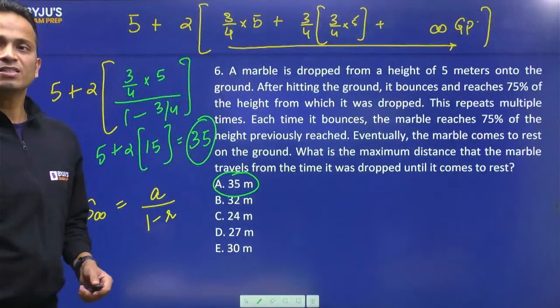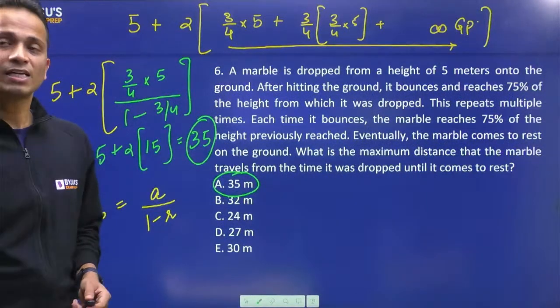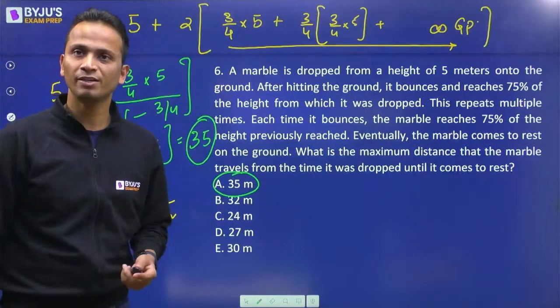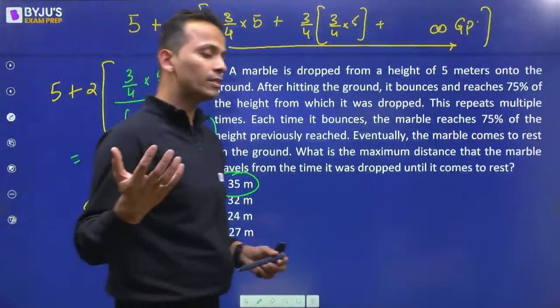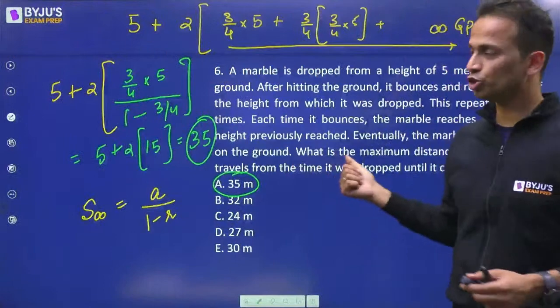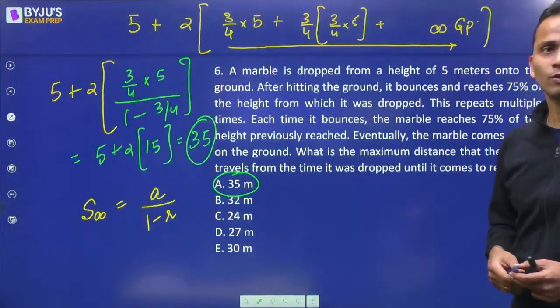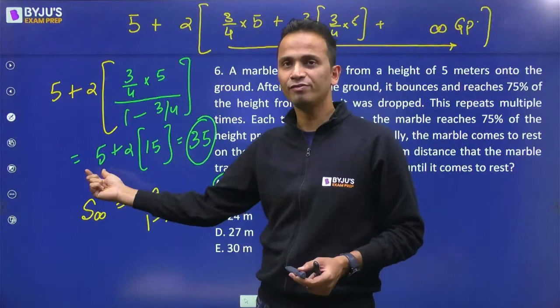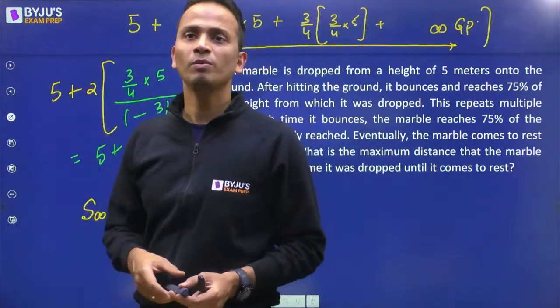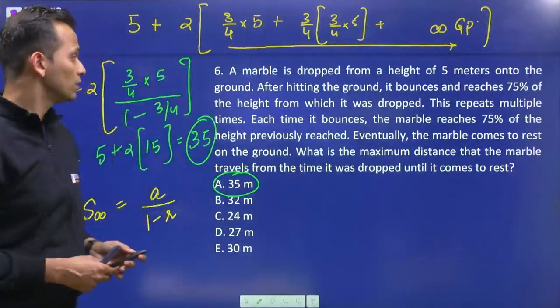Okay? Vineet, 30 will not be the answer. Answer will be 35. Yes, Vineet, R is less than 1. R is equal to 3/4 in this question. So yes, R is less than 1. So this part will be 30. You must add 5 to your answer. The final answer will become 35.